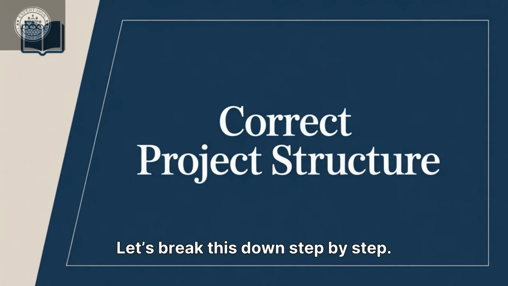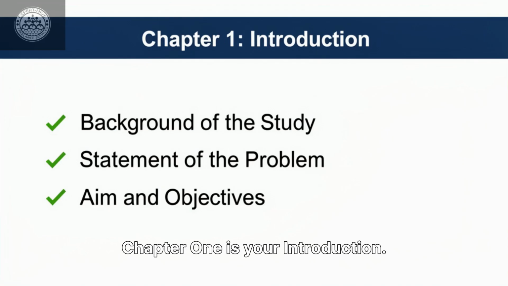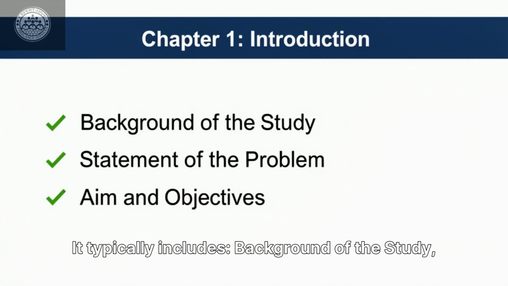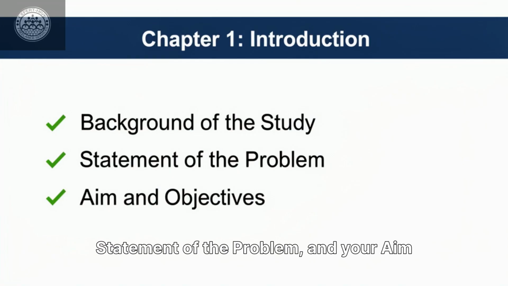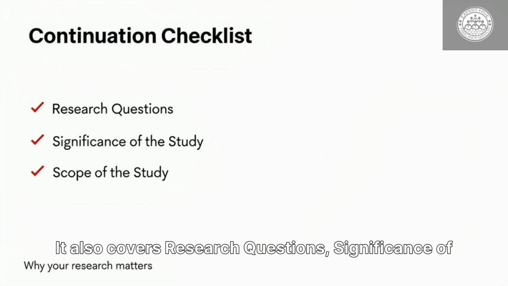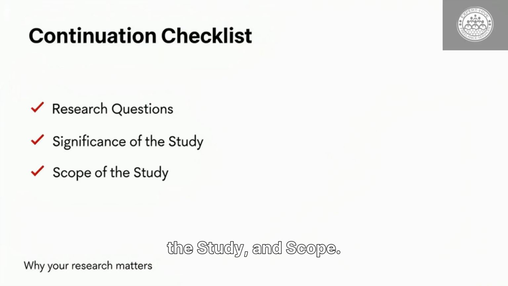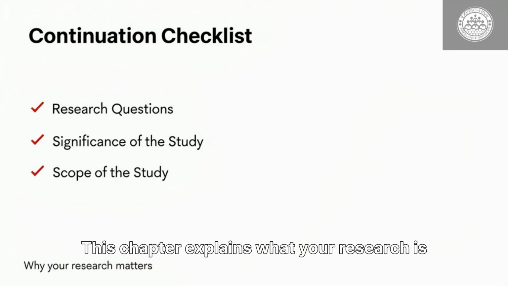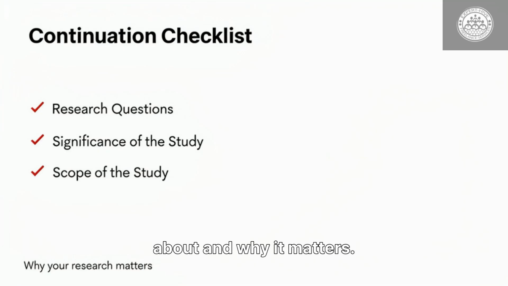Let's break this down step by step. Chapter 1 is your introduction. It typically includes background of the study, statement of the problem, and your aim and objectives. It also covers research questions, significance of the study, and scope. This chapter explains what your research is about and why it matters.